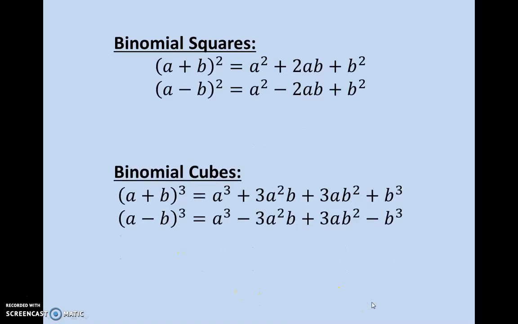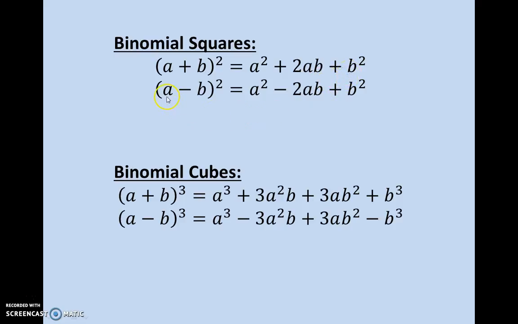So let's take a quick look at just what the patterns look like. In the first grouping, binomial squares, we have first the square of the sum, binomial sum. That would be a plus b. So this means that we are taking a plus b and multiplying it with itself, a plus b. So two binomials that would be multiplied together. The product pattern is a squared, the a term squared, plus 2 times the product of a and b, the a and the b term, plus the b term squared.